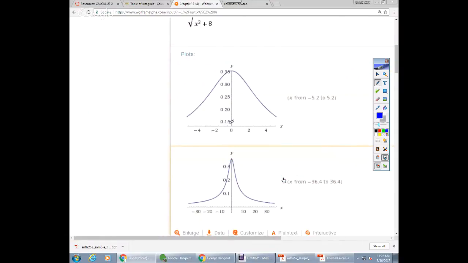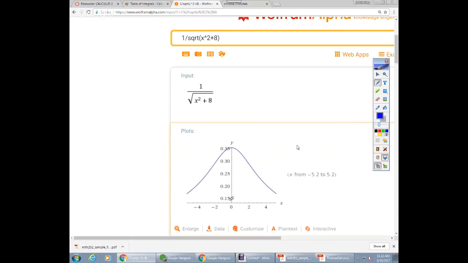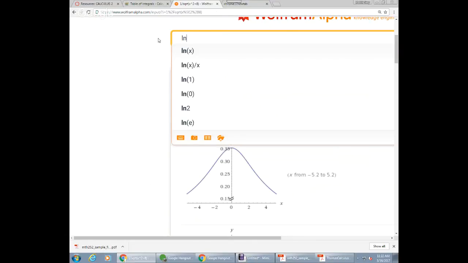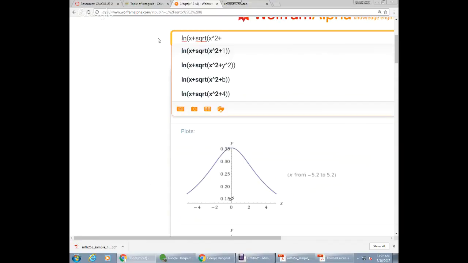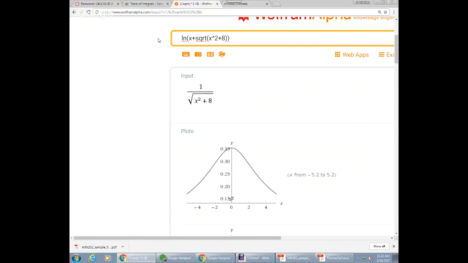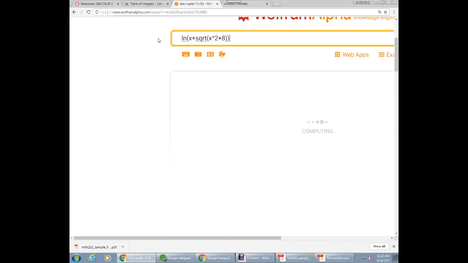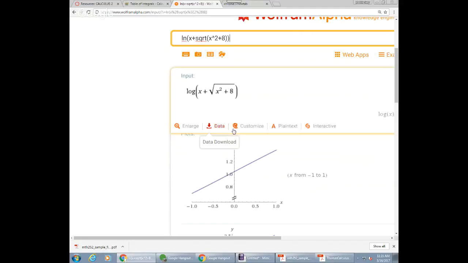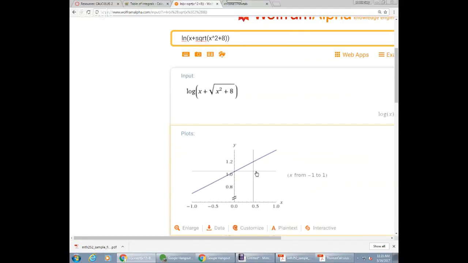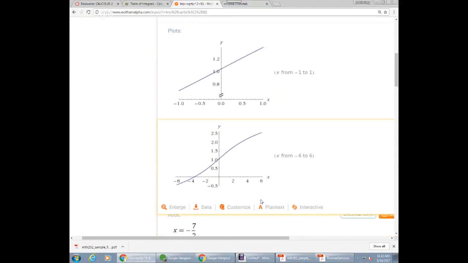So that's the function we're integrating, but it looks like it doesn't drop down fast enough to have the area be minuscule at the ends. It's significant. And then our natural log function of x plus that square root of x squared plus 8. It looks linear, but it's not linear. Yeah, so here we can see it curving out on the sides there.